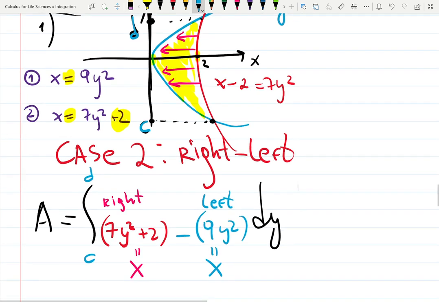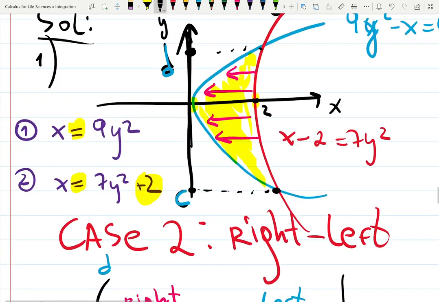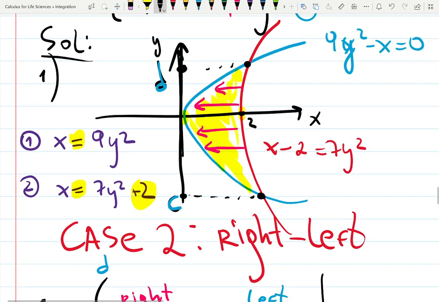9y squared equals 7y. Exactly. Let's find points of intersection by setting one equation equal to the other one. Because when do they meet? They meet when they are equal to each other.